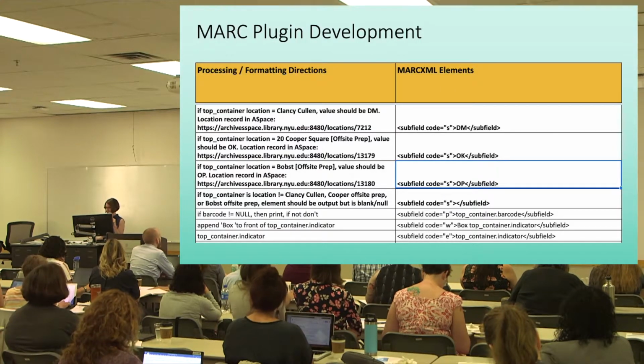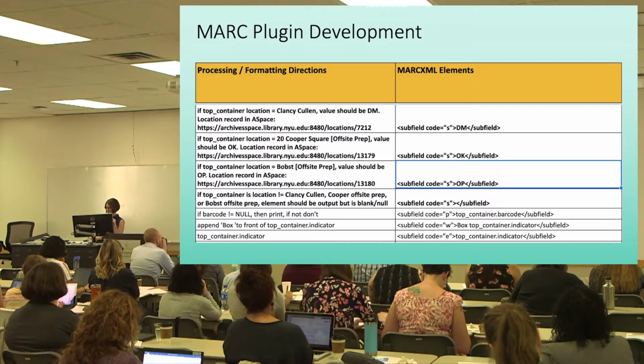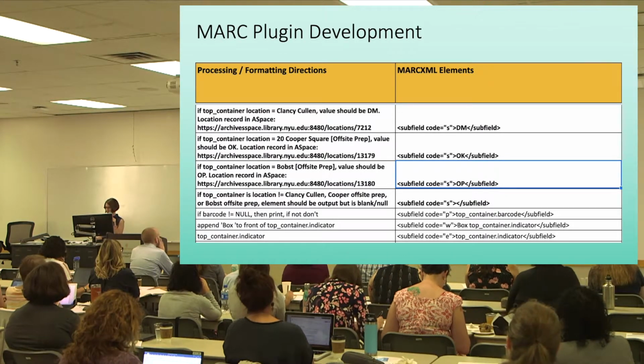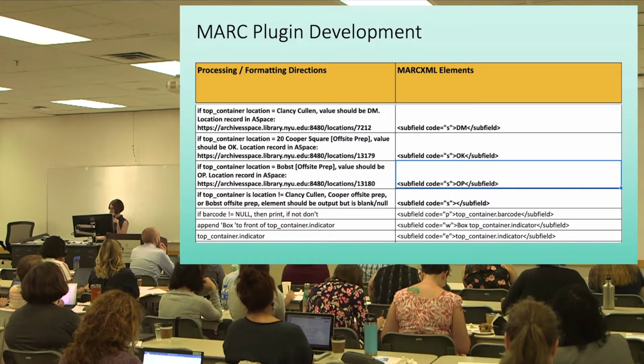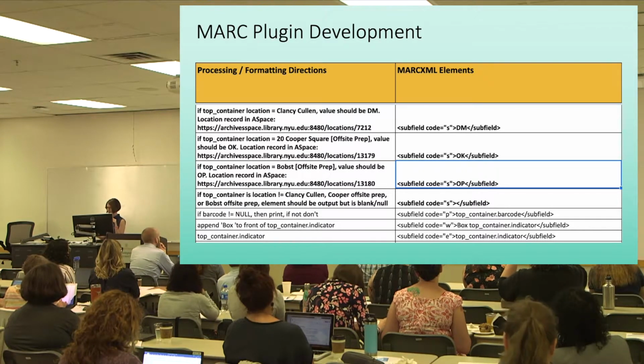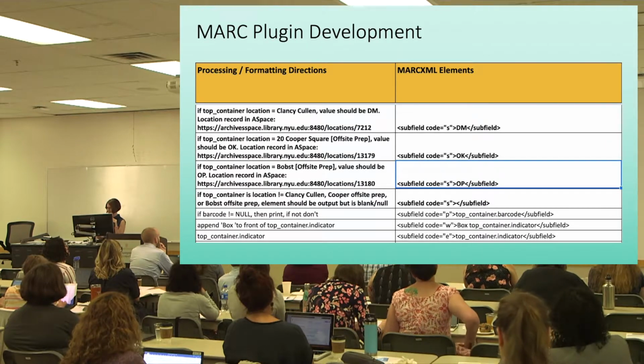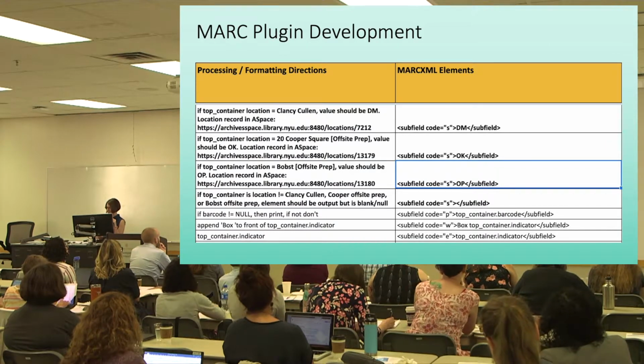So we knew the exporter should look at the top container record for the container indicator and the barcode, and our plugin developer at NYU, Aisha Data, was able to point the exporter to also analyze the container's location. Here's some logic that I wrote up for her that mapped these specific location records to item processing statuses that are loaded into the Aleph Holdings record.